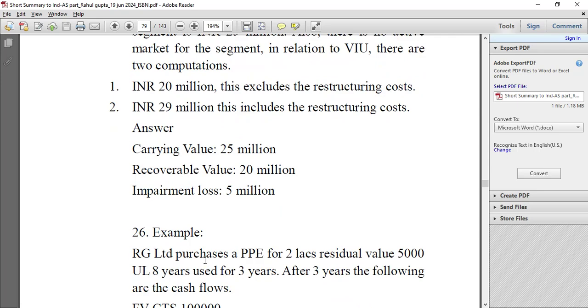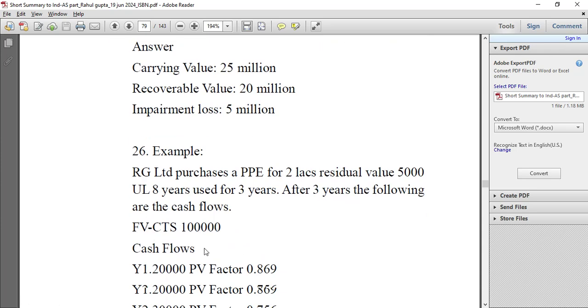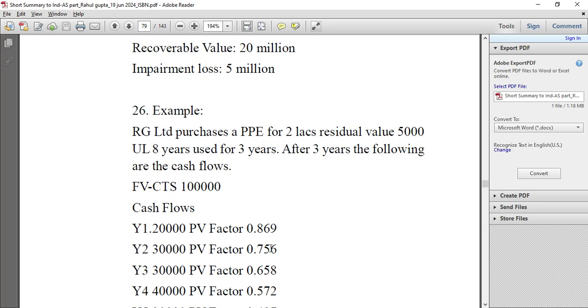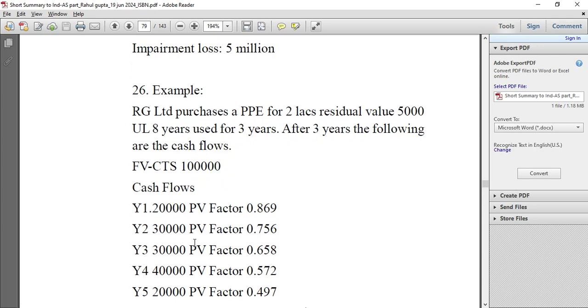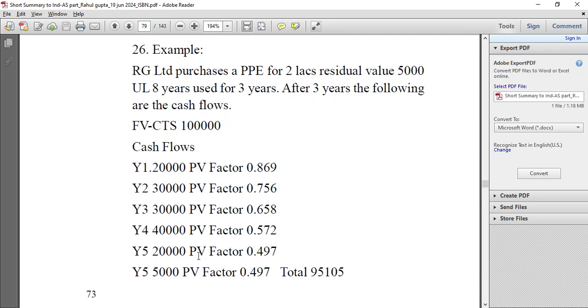Example, RG Limited purchases a PPE for 2 lakhs, residual value 5,000, useful life 8 years, used for 3 years. After 3 years, the following are the cash flows. Fair value less cost to sell 1 lakh. Cash flows: Y1 20,000 with present value factor 0.869, Y2 30,000 with present value factor 0.756, Y3 30,000 with present value factor 0.658, Y4 40,000 with present value factor 0.572, Y5 20,000 with present value factor 0.497, and in Y5 there would be an additional cash flow, which is the residual value of rupees 5,000, 5,000 into 0.497. The total present value of cash flows is 95,105.